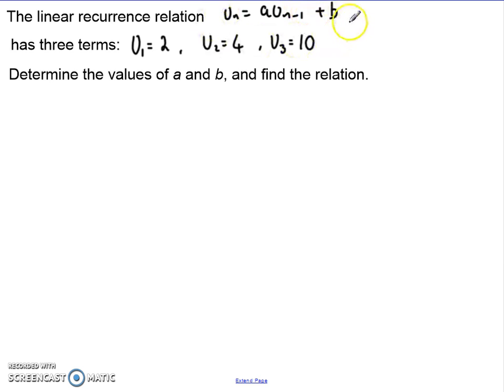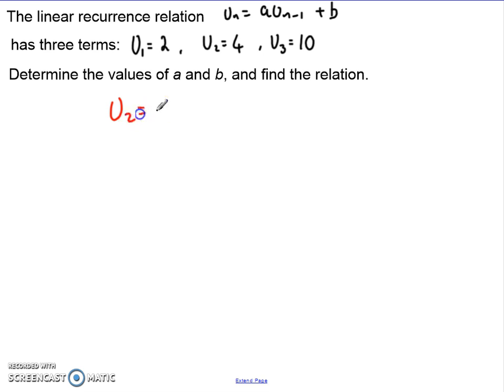Second one, so there you go, linear recurrence relation again. This time I've got u1 is 2, u2 is 4, u3 is 10. So I've told you u1, u2 and u3. Again, find the values of a and b and find the relation. So again, we have to do the similar sort of thing. Set up recurrence relation, set up simultaneous equations and use them to calculate.